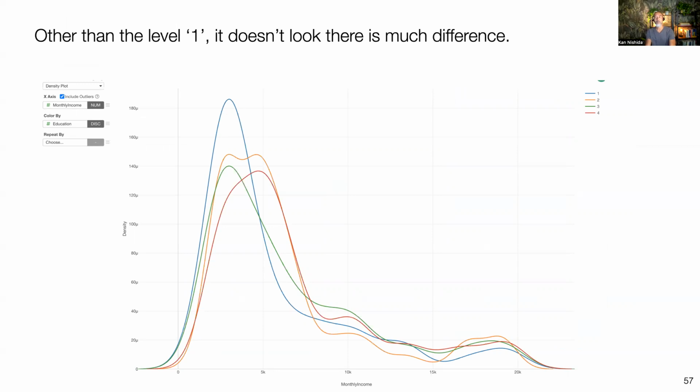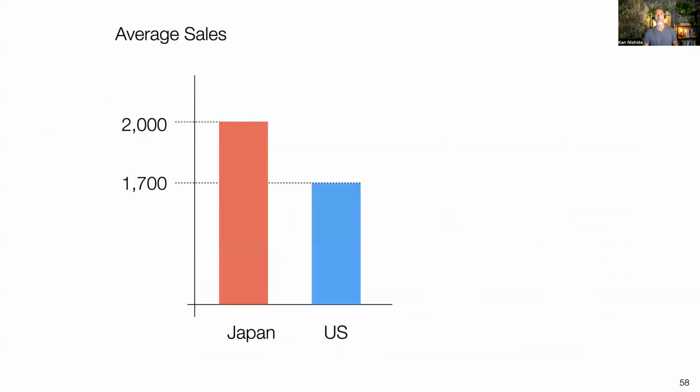So when I look at it, for example, the blue line is education level 1, and then the others are 2, 3, 4. Education level 1 looks like a lower monthly income level, but are we okay to say there's some difference between education levels 1, 2, 3, 4, right? Still, this view gives you a different perspective from simple aggregation with a bar chart.